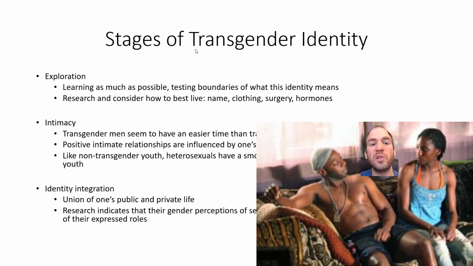Intimacy: transgender men seem to have an easier time than transgender women. Positive intimate relationships are influenced by one's sexual orientation. Like non-transgender youth, heterosexual trans youth have a smoother path than homosexual-orientation trans youth. Identity integration is the union of one's public and private life. Research indicates that their gender perceptions of self are much more like those of their expressed gender roles. So the idea here, as stated in the previous slide, is that there's really no specific timeline for the development of trans social roles, trans developmental trajectories.